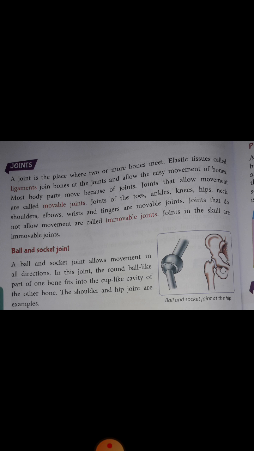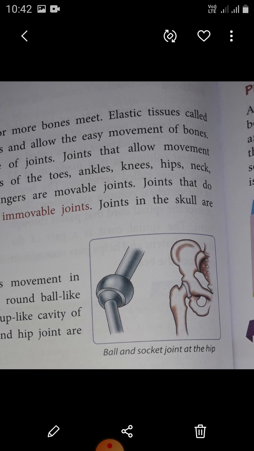Next, ball and socket joint. A ball and socket joint allows movement in all directions. In this joint, the round ball-like part of one bone fits into the cup-like cavity of the other bone. The shoulder and hip joint are examples. Here, students, this is a ball and socket joint at the hip.